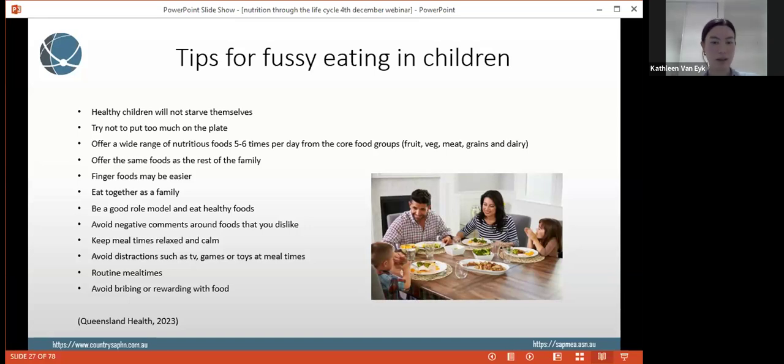Keeping the meal times relaxed and calm, and avoiding those distractions. Having a routine around the meal times, and avoiding bribing or rewarding with food, because that might also create sort of negative connotations around food, or create issues around sort of regularity, and the types of foods that children prefer as well. For example, they might then prefer sweets, because they might think that that's a reward.